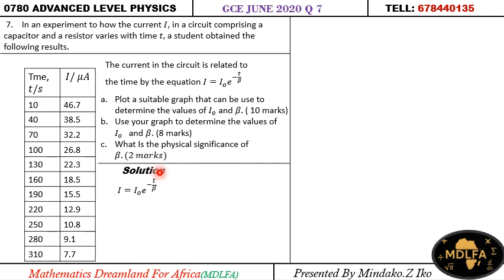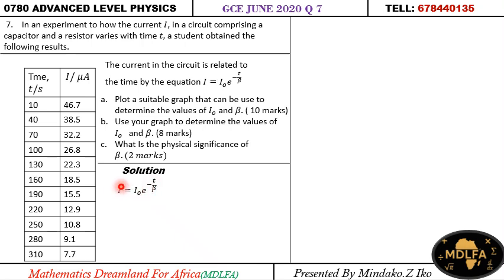So this is our equation displayed, the equation that they gave us. We have I equals I naught exponential negative t over beta. This is where we apply the topic on indices from the last video I uploaded. For us to bring down this power, because we cannot manipulate this equation with the power here, we have to do something.